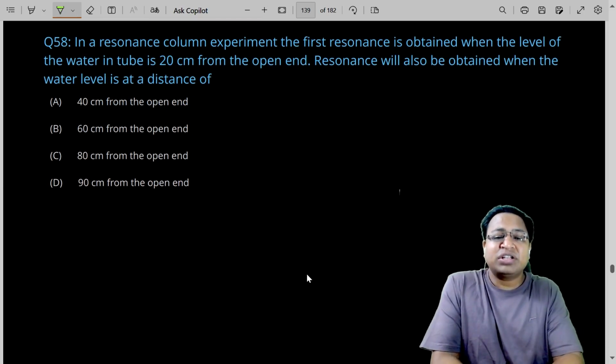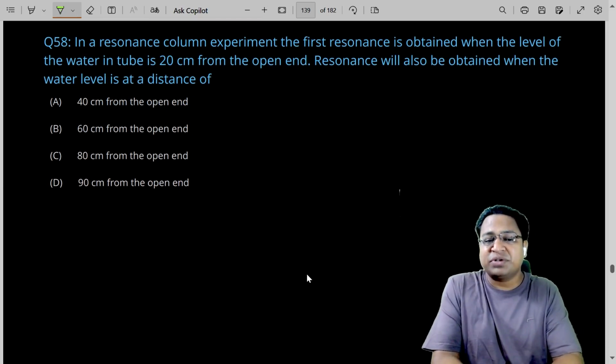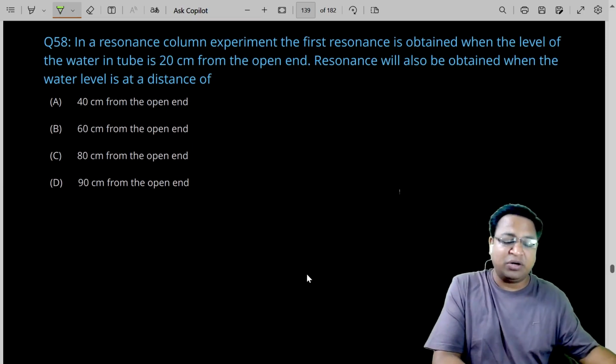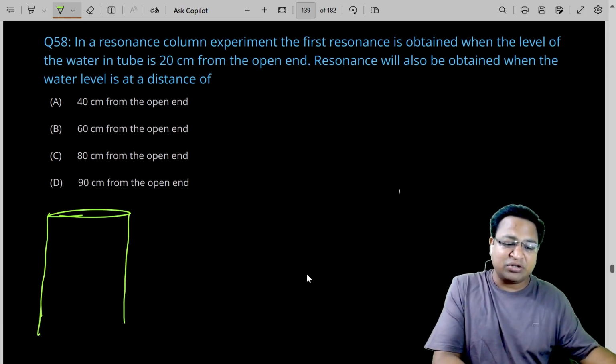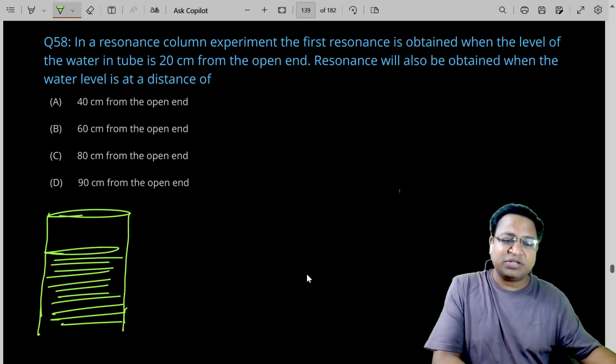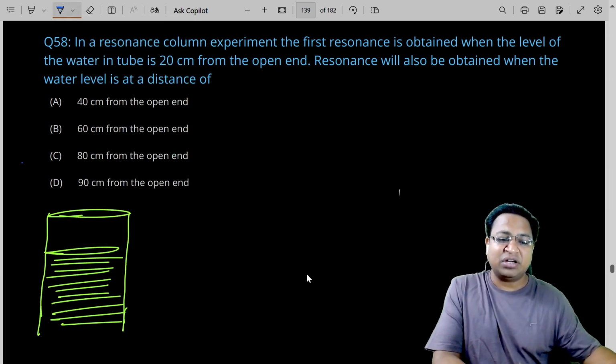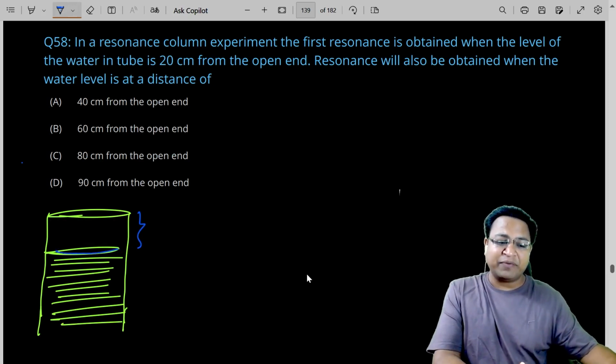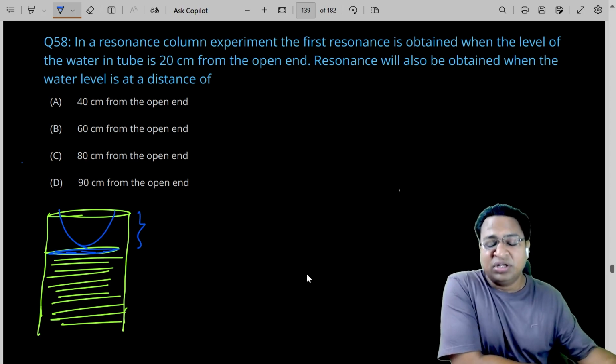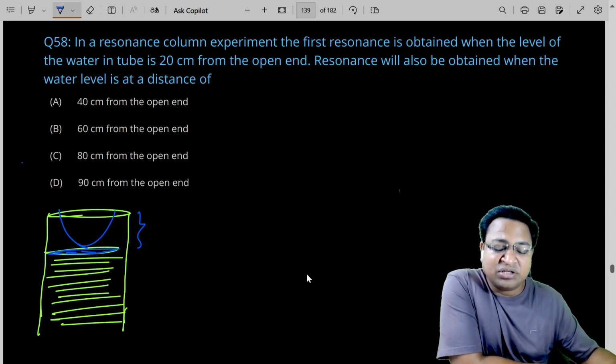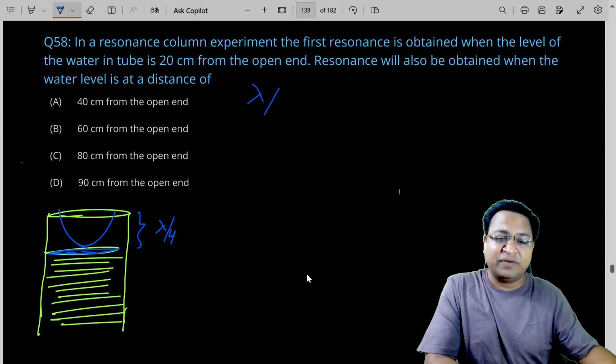It says, in a resonance column experiment, the first resonance is observed when the level of the water is 20 centimeters from the open end. Now, a resonance column experiment comprises a cylinder in which we have filled water. The remaining portion behaves as an organ pipe which is closed at one end and open at the other end. So the minimum length for which the resonance takes place is lambda by 4, and this value is given to us as 20 centimeter.